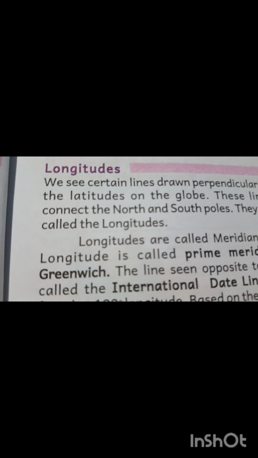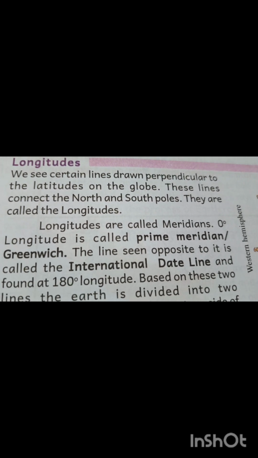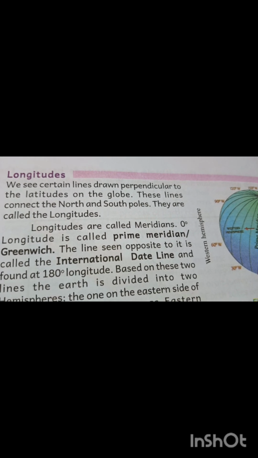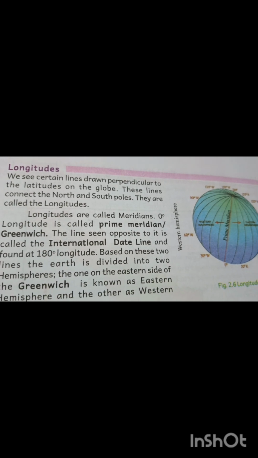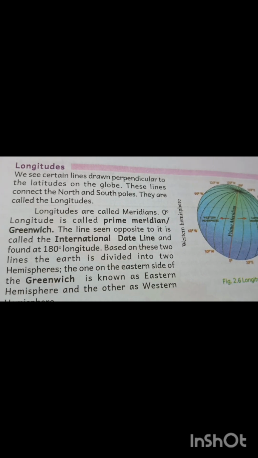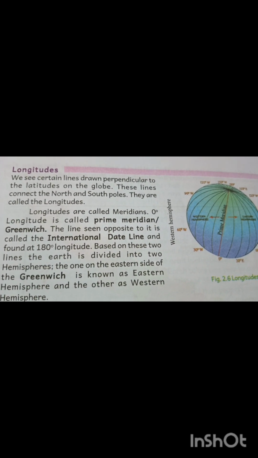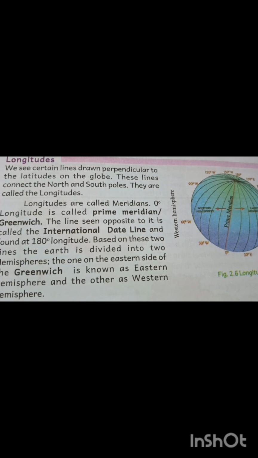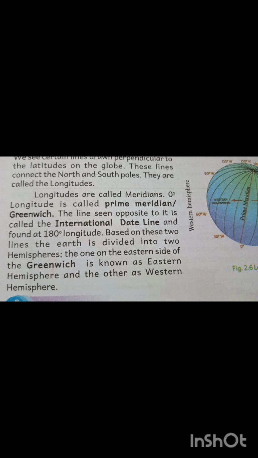Now we are going to know about the longitudes. We see certain lines drawn perpendicular to the latitudes on the globe. These lines connect the north and south poles. They are called longitudes. Longitudes are called meridians. 0 degree longitude is called prime meridian or Greenwich.